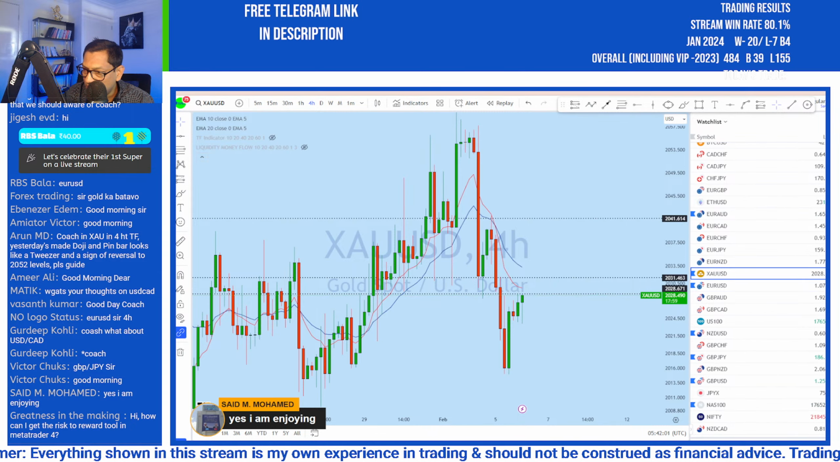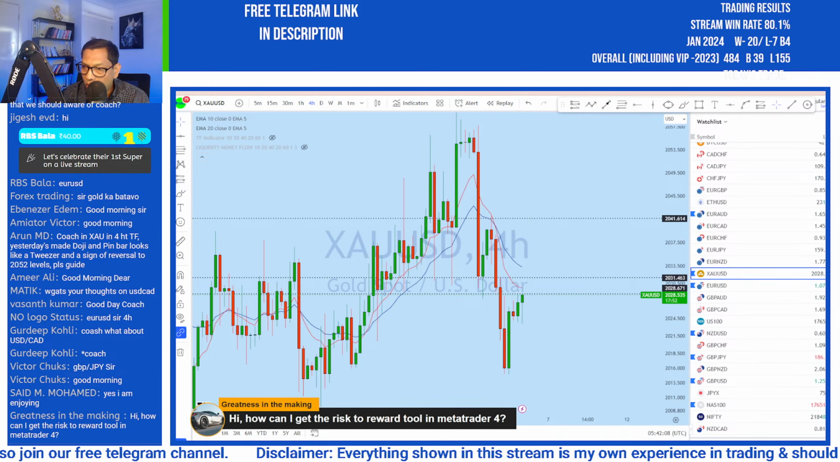Hi coach, how can I get the risk to reward tool in MetaTrader 4? Okay, for the MetaTrader 4 risk to reward tool, let me know if you are our member, then I can directly supply it to you. If you are our member, you should find all the information on your student dashboard, or you can just text me in the contact details and I will send it to you. If you are not a member, then you can find a lot on the website, many of them free.